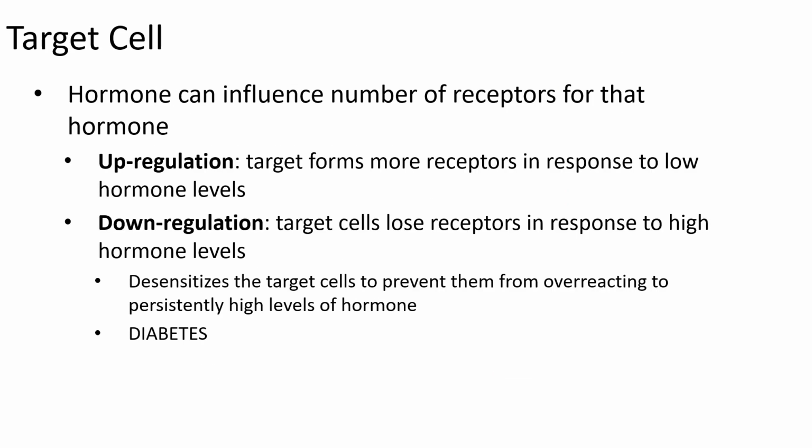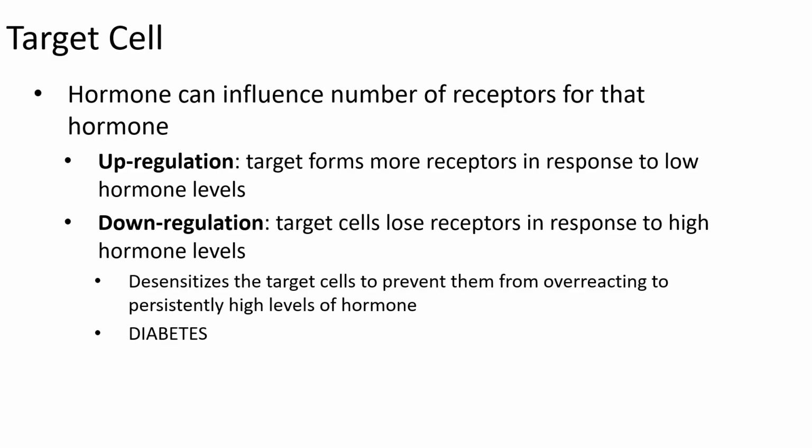All right, so hormones can influence the number of receptors for that hormone. We have upregulation, in which the target cell will form more receptors in response to low hormone levels. This makes the cell more sensitive to the hormone. And so in cases where we have low insulin, cells may upregulate receptors on the plasma membrane to try and capture more insulin in the area, since the insulin concentration is lower, okay?